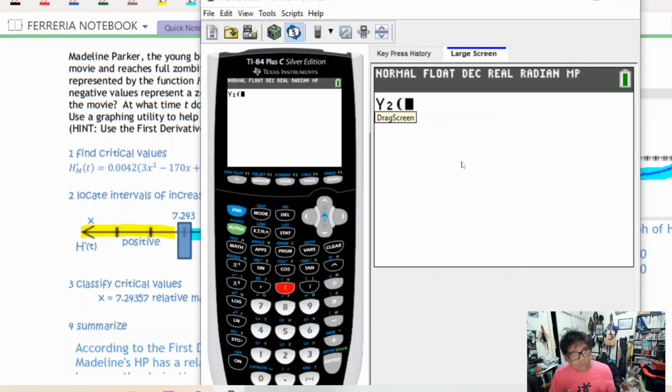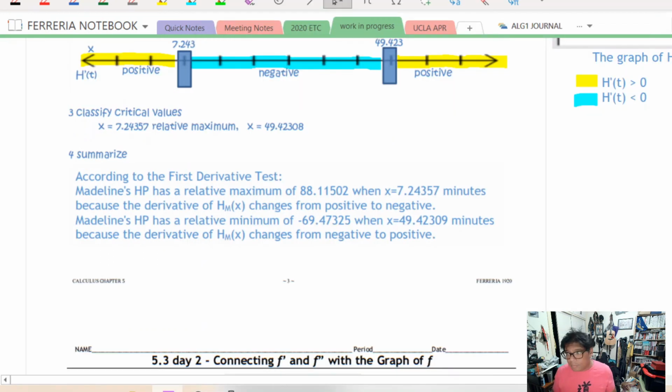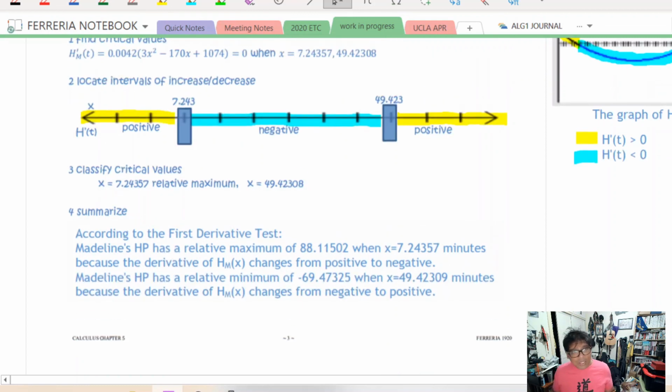And then you're going to use function notation, put a parenthesis there. Go ahead and put the number into the function y2, push enter, and that will give me my negative 69.473. So now that we have that number, we know that Madeline's HP has a relative minimum at negative 69.47325 when x is 49.42309 minutes, because the derivative changes from negative to positive. So that is where we're going to leave things.